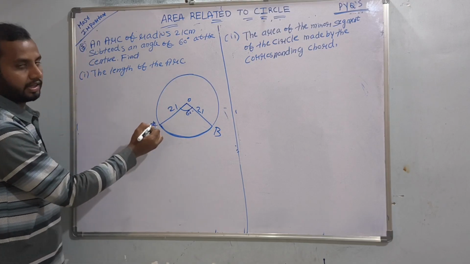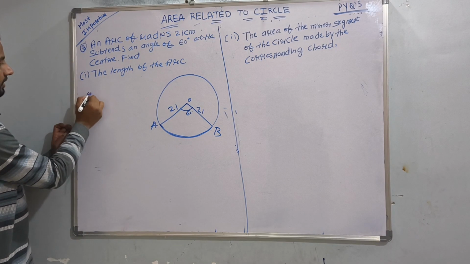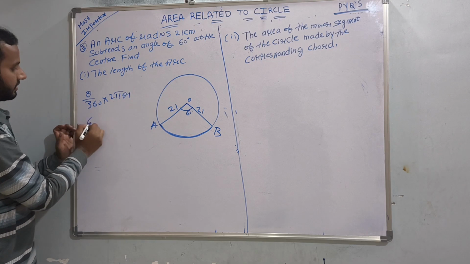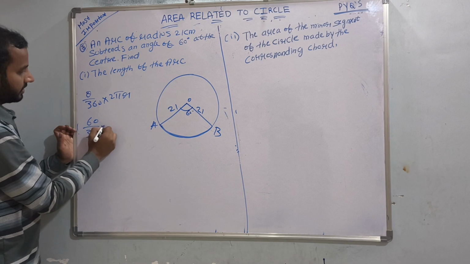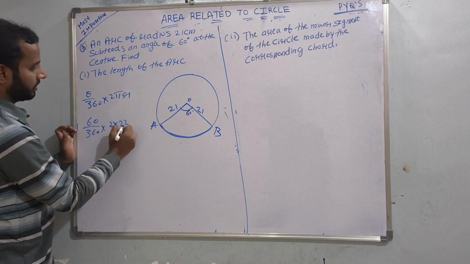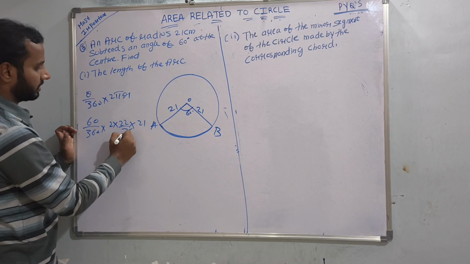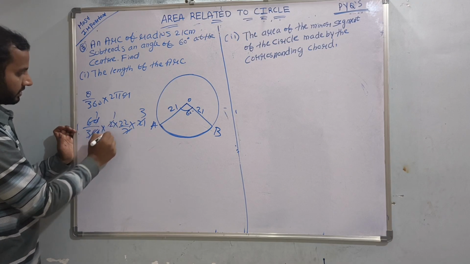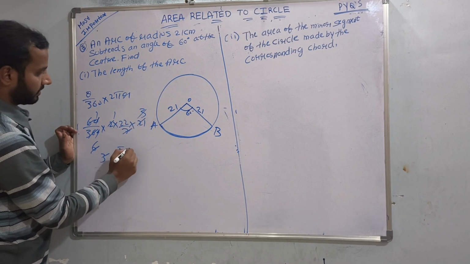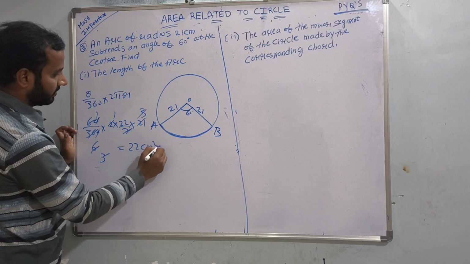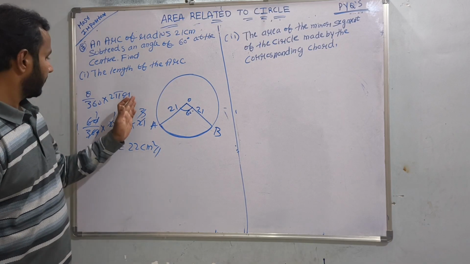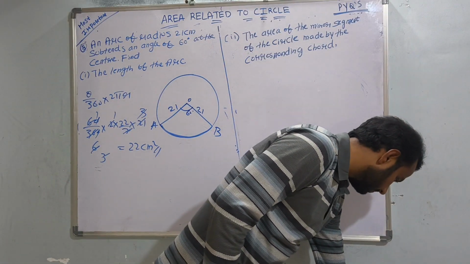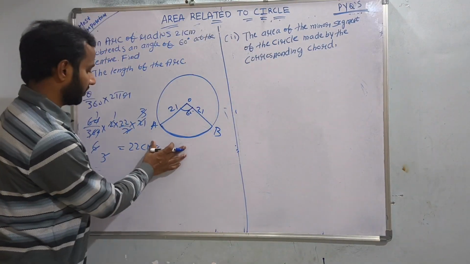To find the arc length, we have the formula theta by 360 into 2 pi r. Theta is 60 divided by 360, 2 into 22 by 7, radius is 21. 7 ones are 7, 7 threes are 21, 6 ones are 6, 6 sixes are 36, 2 ones are 2, 2 threes are 6, and 3 threes cancel. Final answer will be 22. This is the arc length. Arc length we got is 22 centimeter.